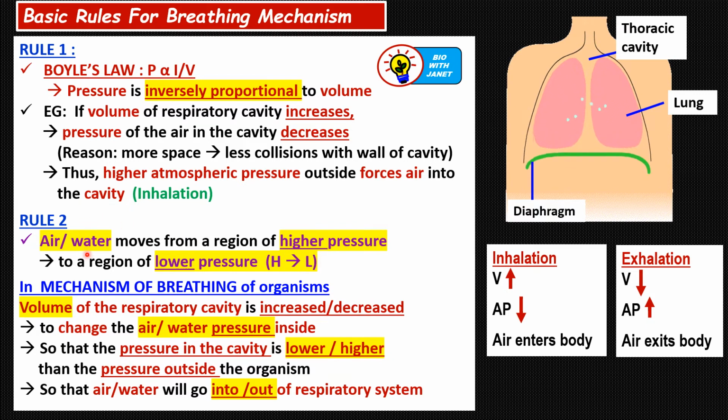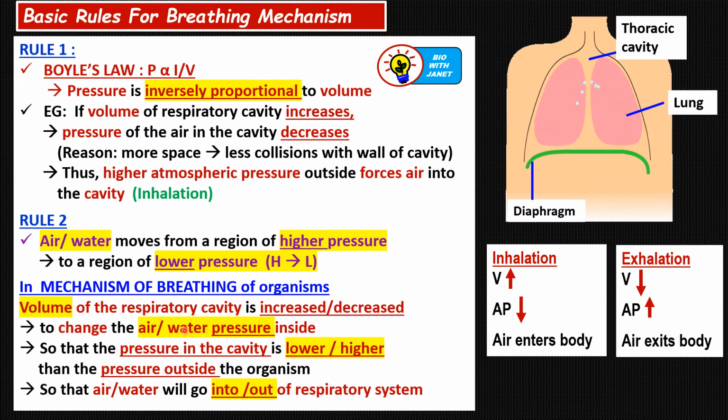So the second rule is that air or water moves from a region of higher pressure to a region of lower pressure. It always moves. The air or the water always moves from a region of higher pressure to a region of low pressure. Okay? So for fishes, it's the water that moves, right? But for land organisms, it's the air that moves from a region of higher pressure to a region of lower pressure.